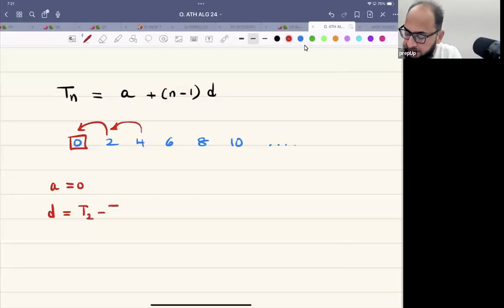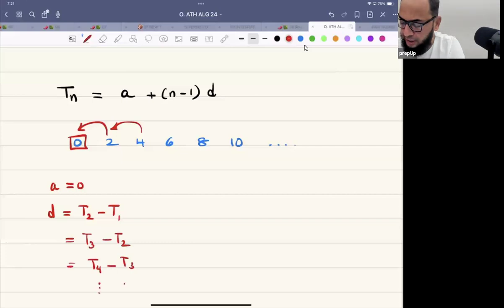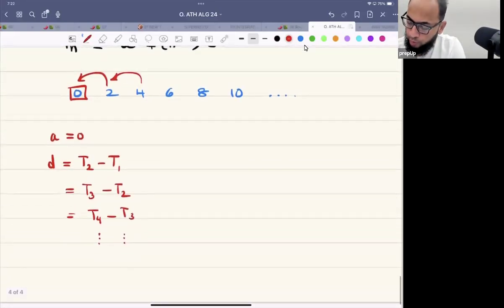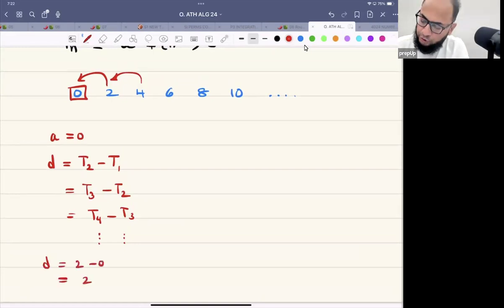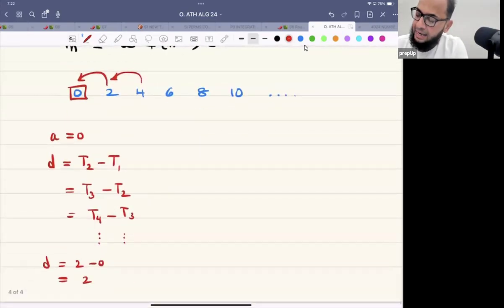So T2 minus T1, where T2 means the second term and T1 means the first term, is also equal to T3 minus T2, which is also equal to T4 minus T3, and so on. So over here, the common difference is 2 minus 0, which is 2. 4 minus 2 is also 2. I know that the next term over here will be 12. Can I calculate this? The answer is yes.